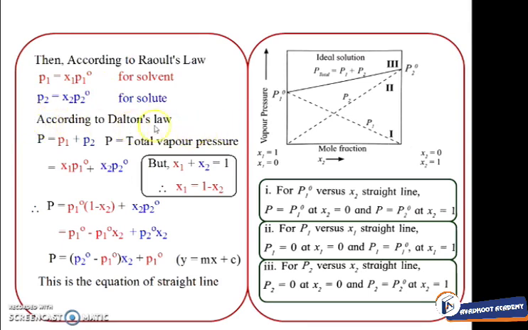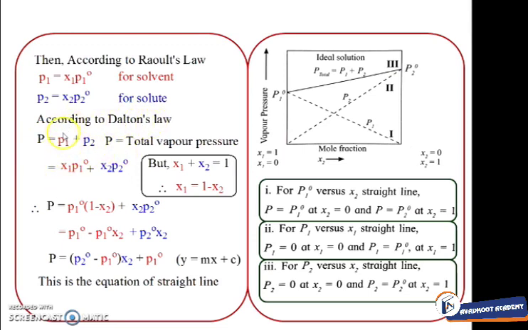According to Dalton's law of partial pressure, the total pressure exerted by all the components is the sum of the partial pressures of all the components. So P1 is the partial pressure exerted by A1 when it is present in solution, and P2 is the partial pressure exerted by A2 in the solution state, and the sum of these two partial pressures is nothing but the total pressure. This is Dalton's law.